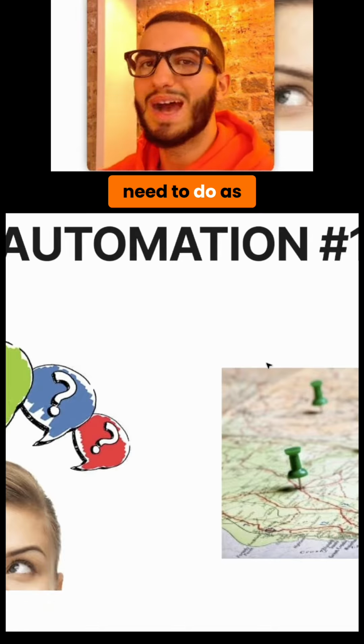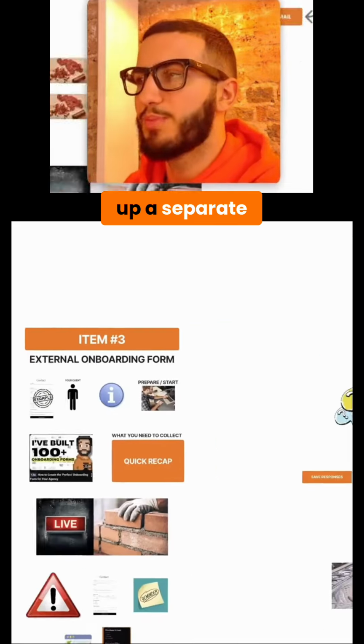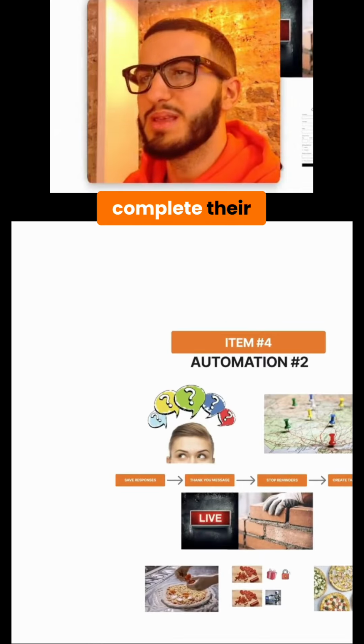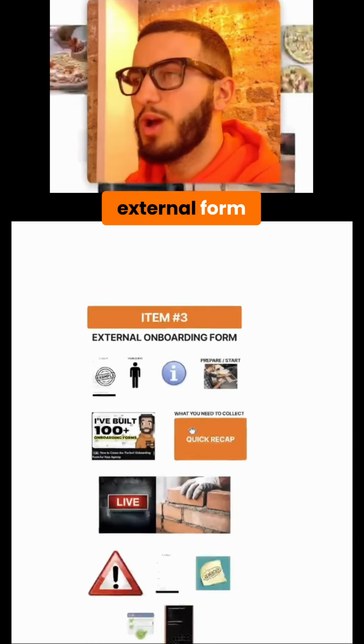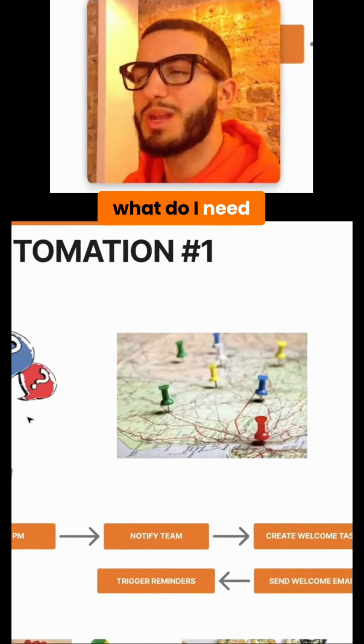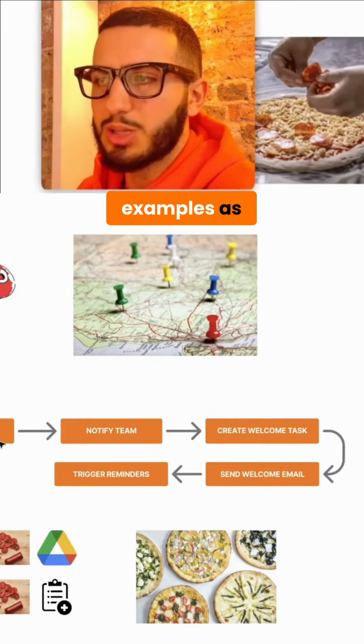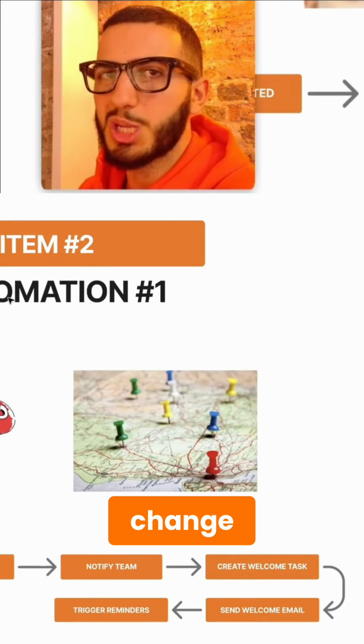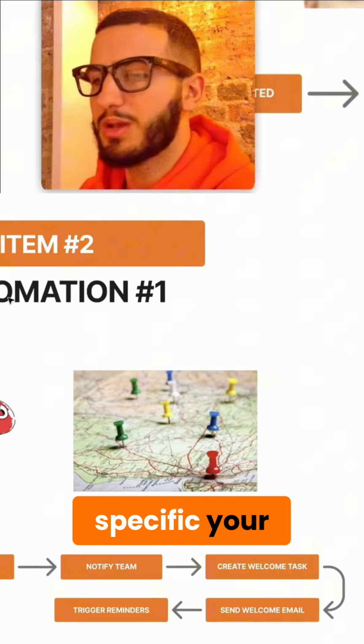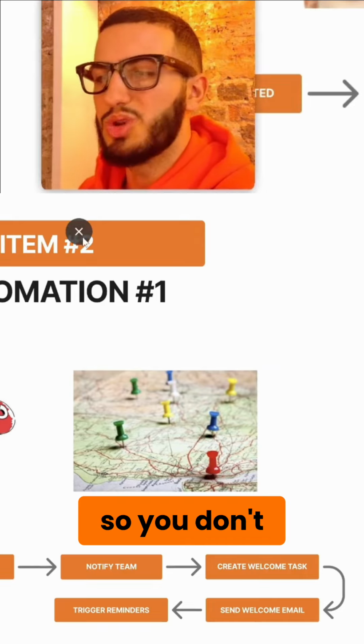This is everything I need to do as soon as the client is onboarded. We're going to be setting up a separate automation for after they actually complete their onboarding form, which is the external form. But for now, we just want to have a quick think about, okay, what do I need to do immediately after? Use my examples as inspiration. This will obviously change depending on what type of agency you are and what specifically your service delivery looks like. So you don't have to copy this exactly.